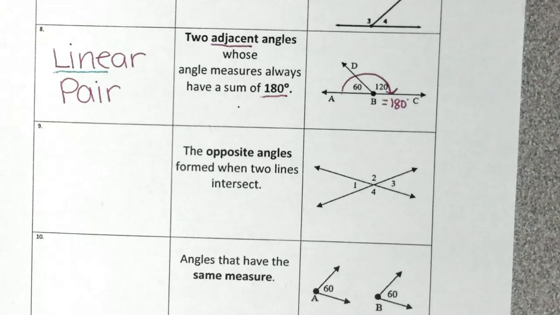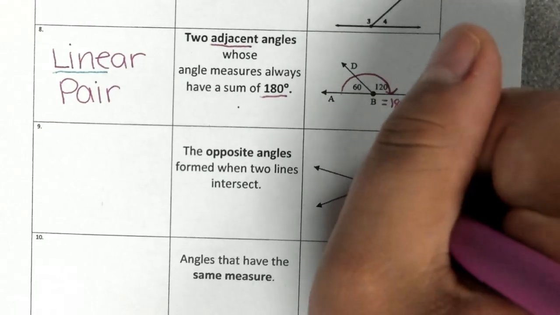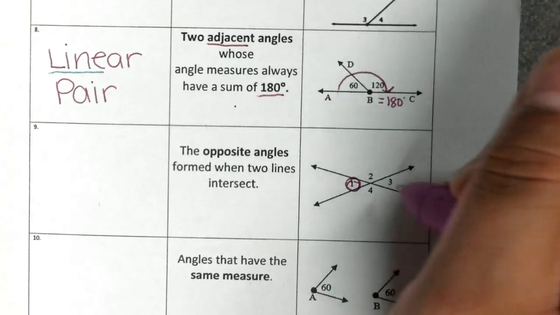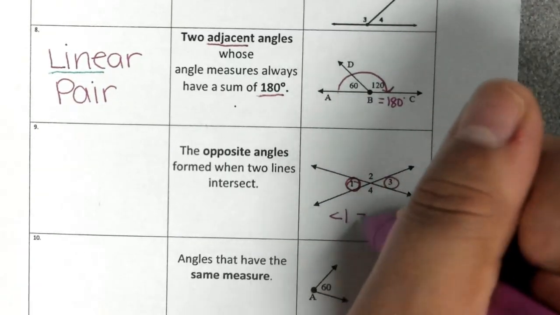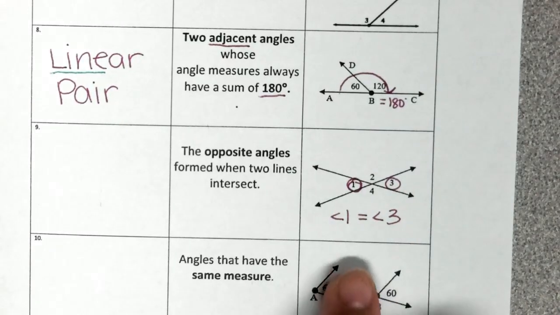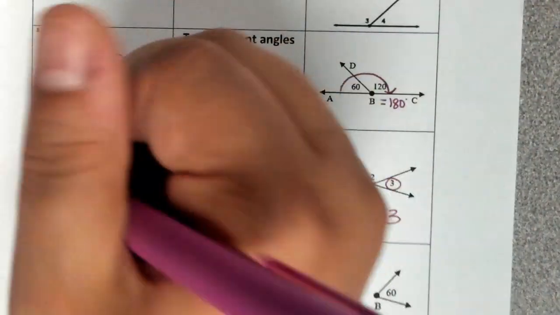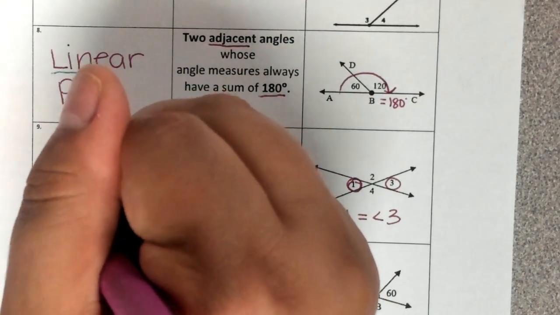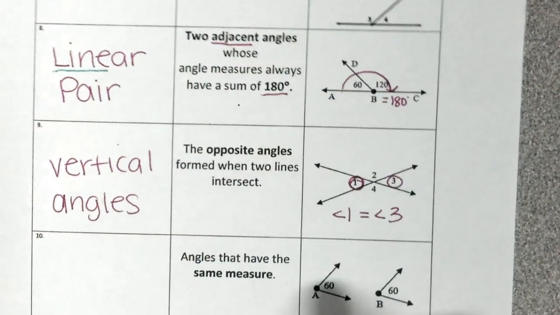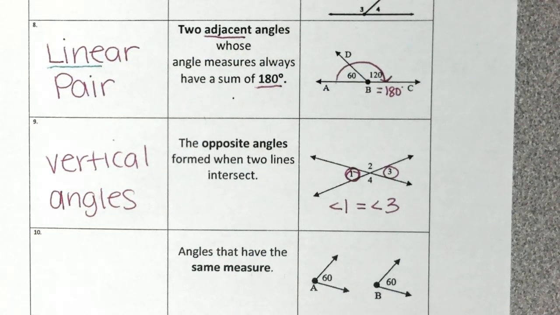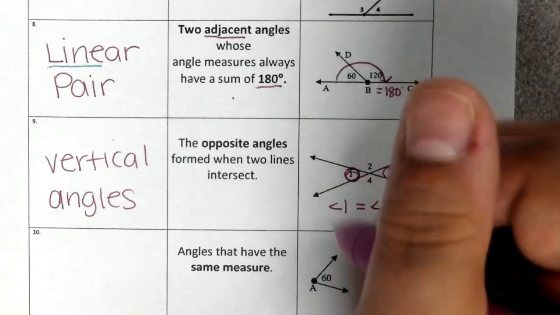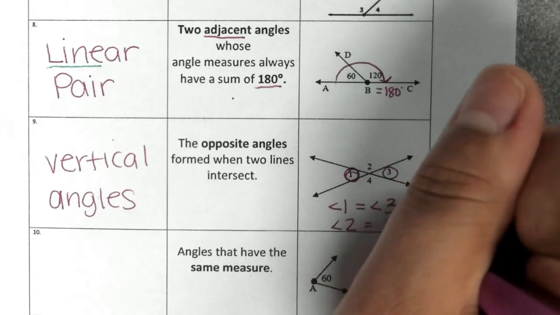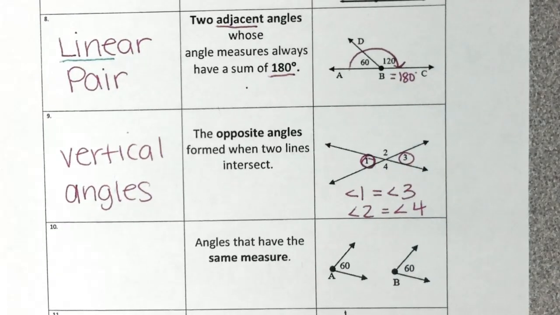Next, what about opposite angles that are formed when two lines intersect? So, 1 is opposite of what? 3. Angle 1 and angle 3 are opposite, and because of that, they're actually the same. We call this vertical angles. What else are vertical angles here? Angle 2 is also vertical, or equal, to angle 4. Vertical angles.